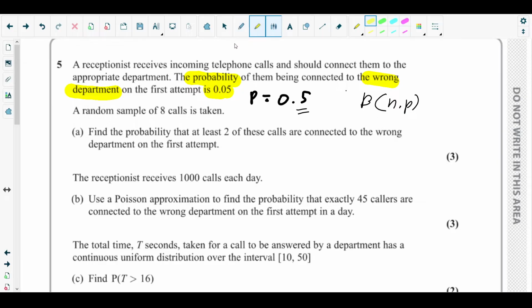Before part A, a random sample of 8 calls is taken. So the number of trials, n, is here 8. Okay, the first question, part A: find the probability that at least 2 of these calls are connected to the wrong department.